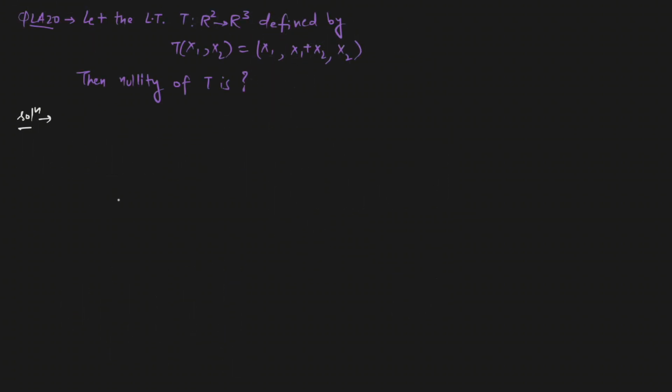So let's see LA question 20. We are given a linear transformation T, which is a transformation from R2 to R3. That is, we are moving from the two-dimensional XY plane to the three-dimensional XYZ volume. So we are moving from 2D to 3D.